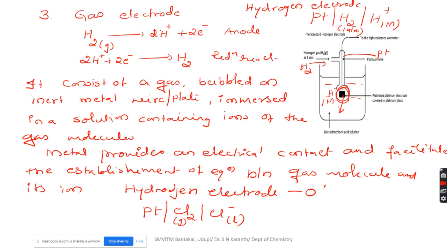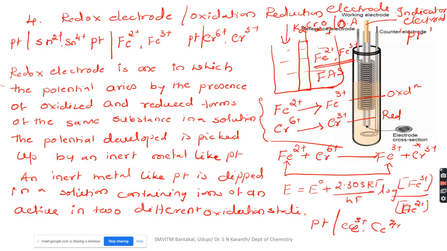Then the gas electrode. It consists of a gas which is bubbled over an inert metal or wire, like platinum, immersed in a solution containing ions of the gas molecule. The metal usually provides an electrical contact and facilitates the establishment of equilibrium between the gas molecule and its ions, like the hydrogen electrode.